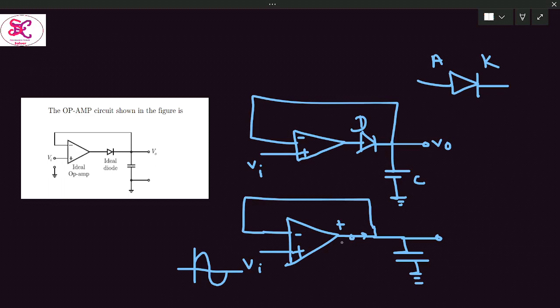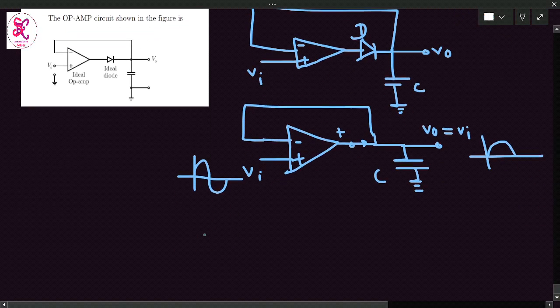And this is like a buffer. So whatever input we are applying, we are getting at the output. So output is equal to input. And the capacitor C starts charging. And here we are getting the positive half cycle, like the input, at the output side. What will happen during the negative half cycle?